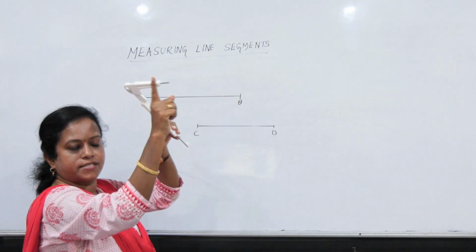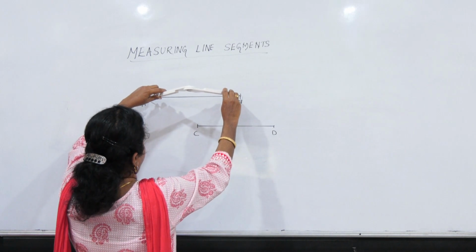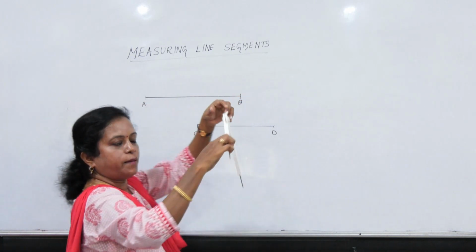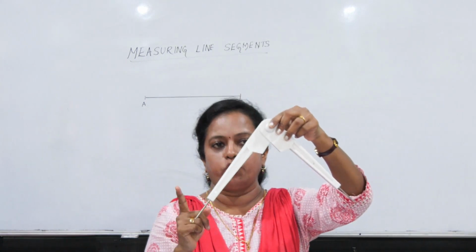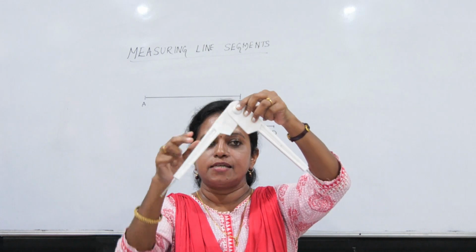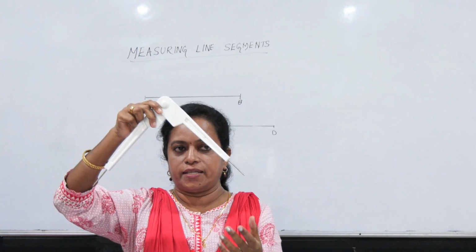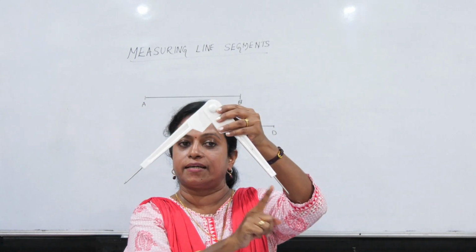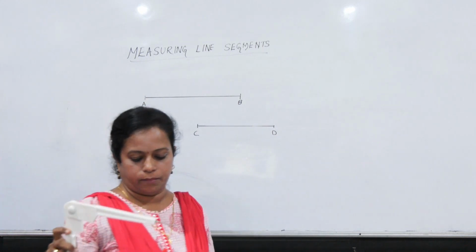The end point of the second arm of your divider will be placed correctly at the second end point here. After that, you don't have to disturb this opening you have made. Okay? This opening must not be disturbed. Now, how will you measure the length? Now, this opening will represent what? It will represent the length of the first line segment, that is AB.